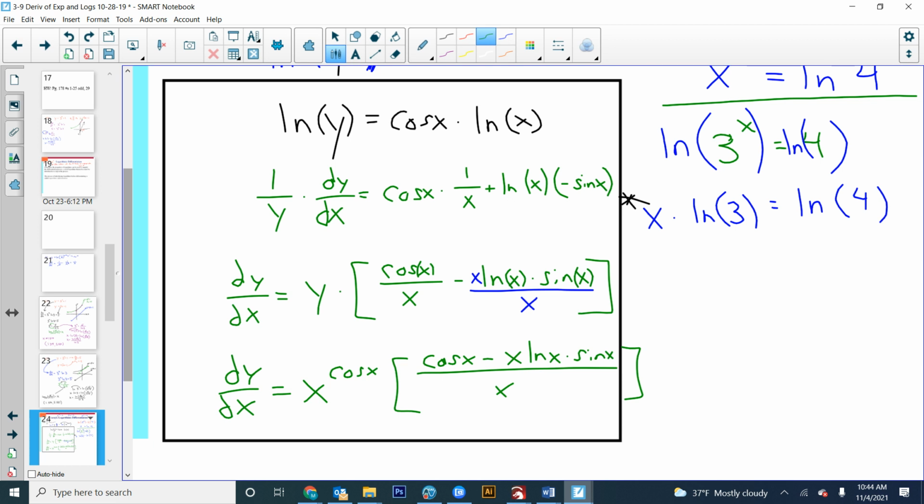Does that make sense? Step 1, I don't know the rule. Step 2, ln both sides. Step 3, derivative of both sides. Product rule, ln rule. Step 4, multiply by y. Step 5, plug y as a function of x back in.